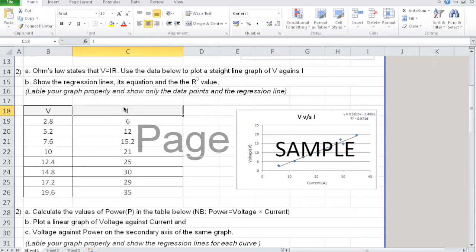voltage and current values, and you are supposed to plot a graph like this, where you are not supposed to join the dots. You put the graph in there and then you put the regression line or the best fit, as you normally do in experiments. You will then be able to reveal the equation within a click of a button.